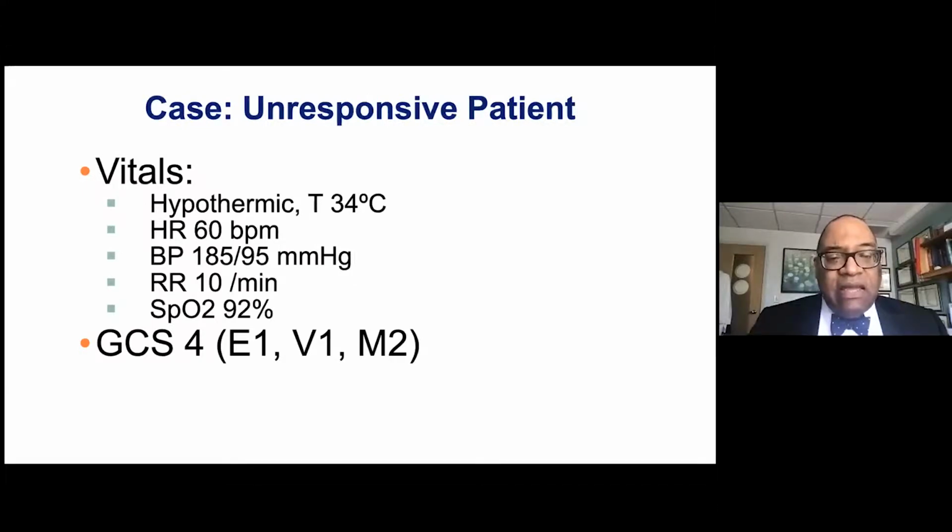When seen, he was slightly hypothermic with a temperature of 34 degrees Celsius, heart rate of 60 beats per minute, blood pressure 185 over 95, respirations of 10, satting at 92%, Glasgow Coma score was 4. So this patient is definitely comatose and hypoxic.